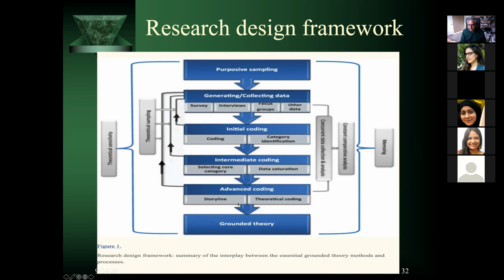Advanced coding, storyline, theoretical coding. This is going into more complexity. And then you finally reach grounded theory here in the blue. Now, theoretical sampling, and I put some notes here because theoretical sampling is a little bit more complex, and nobody's a genius here, including me, so I had to also refer to this. So theoretical sampling is a process of data collection for generating theory. It jointly collects codes and analyzes data.